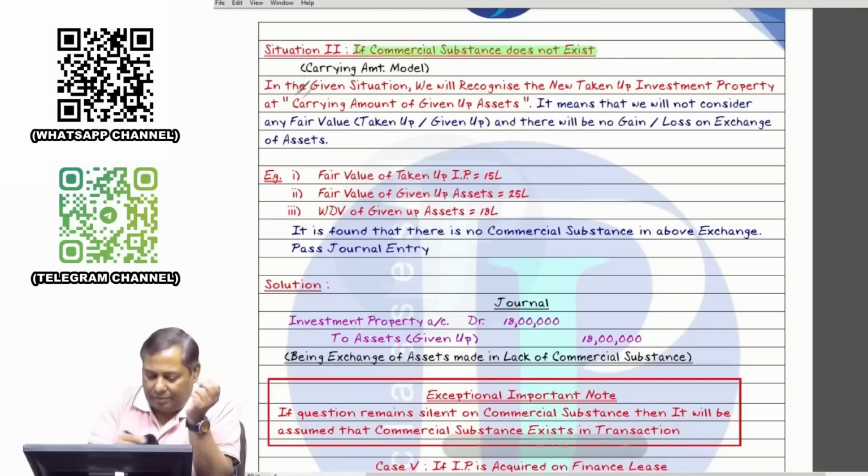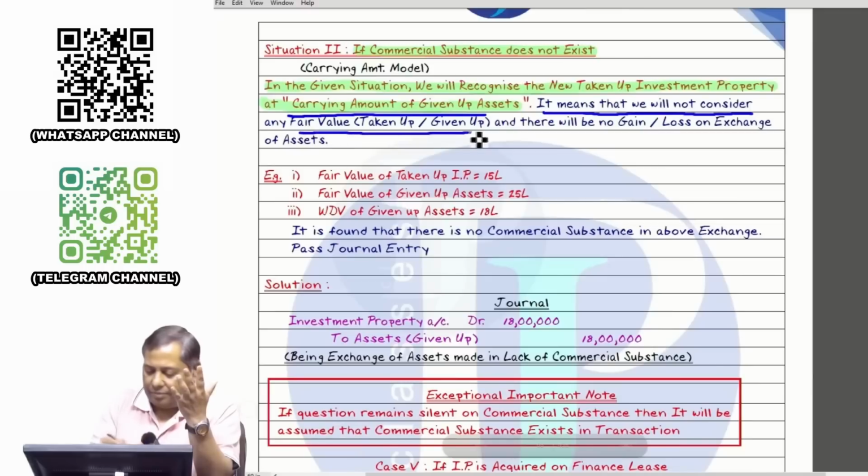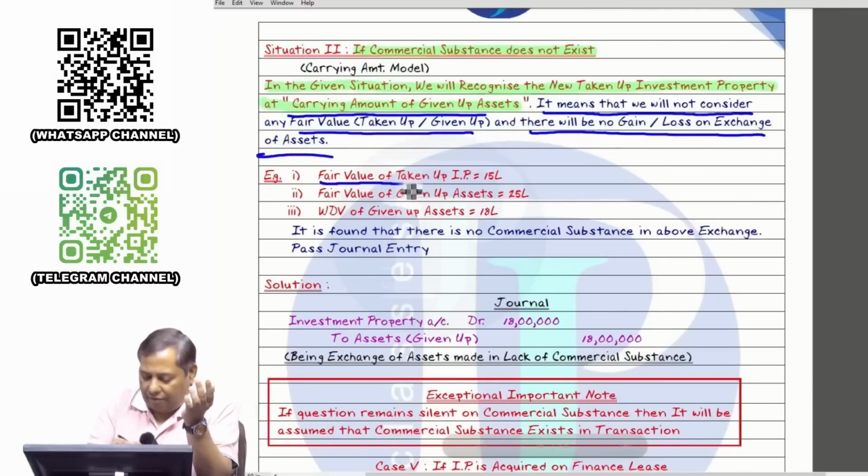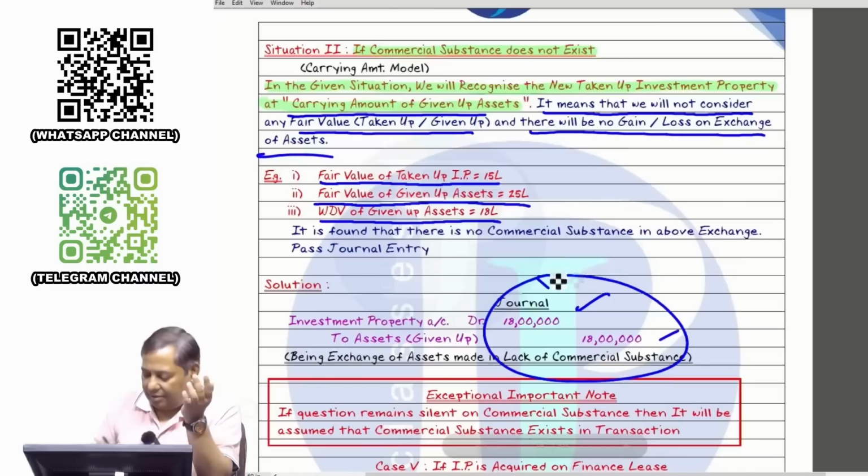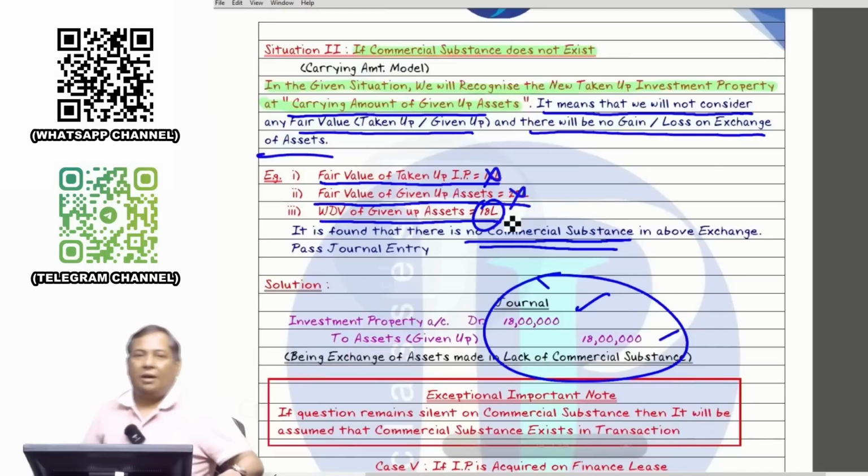Look here. It says, in the given situation, we will recognize the newly taken up investment property at the carrying amount of the given up asset. We will ignore fair value, meaning we will not consider the fair value. There will be no gain, no profit. Look here, kids. Fair value of taken up is 15. Fair value of given up is 25 and WDV is 18. We will pass an entry of 18 lakhs because it is not a commercial substance. So we won't read this nor this. We'll keep 18 the same and we'll just change its name.